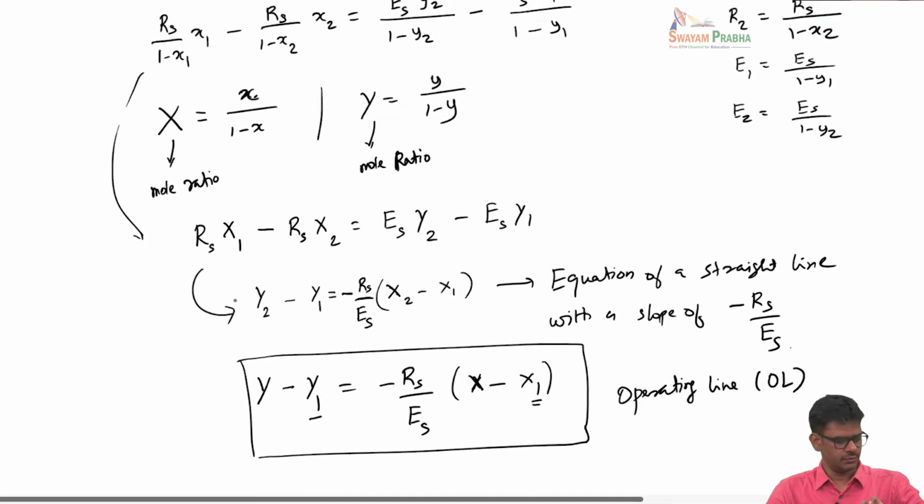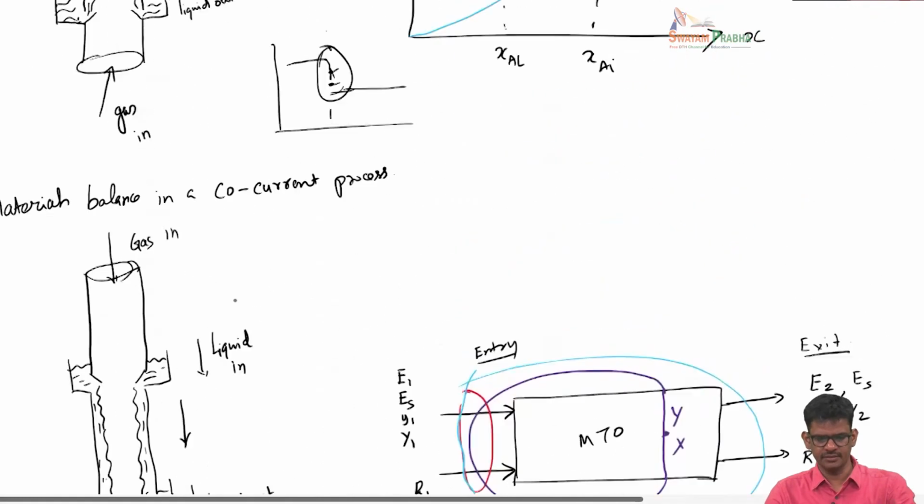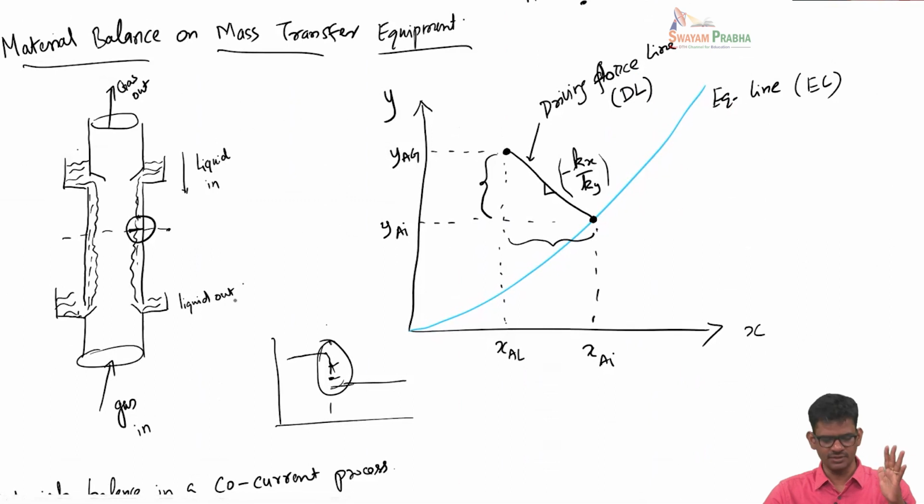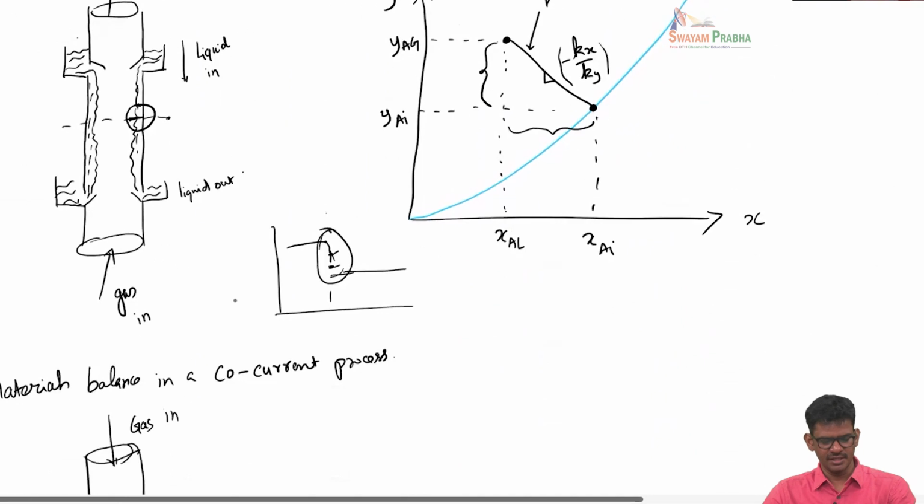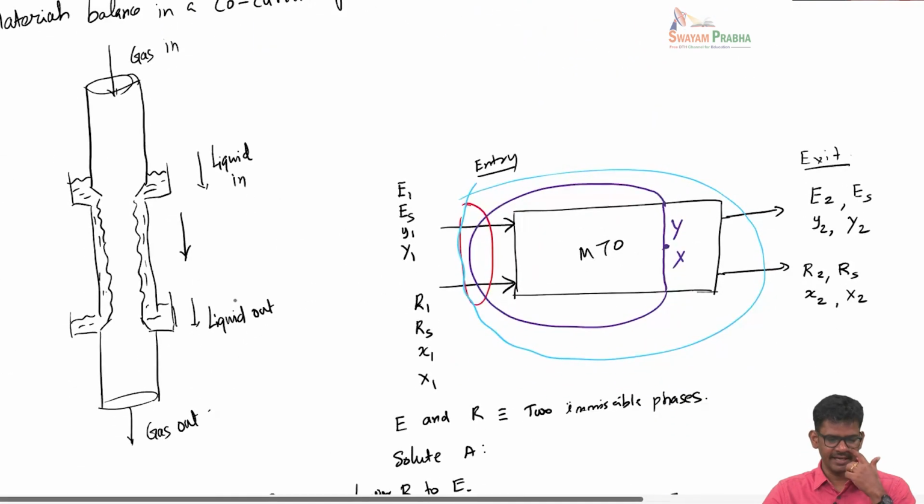Okay. So we have a few more minutes. Let me just go back and review this again. So what we are trying to do is we have a mass transfer equipment where two phases are flowing in, two phases are flowing out, and the mass transfer is happening. So we are considering a particular flow condition where both the fluids are entering in the same direction. It's a co-current flow.